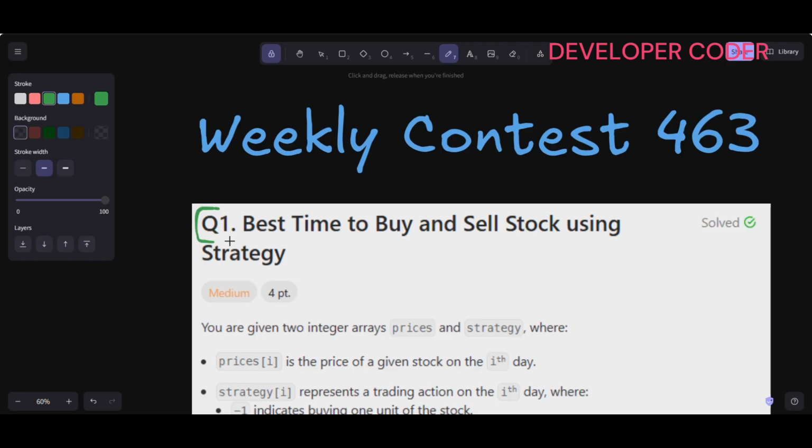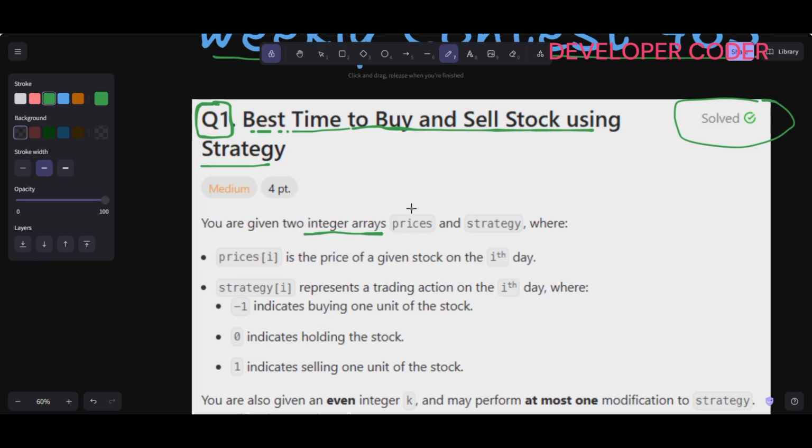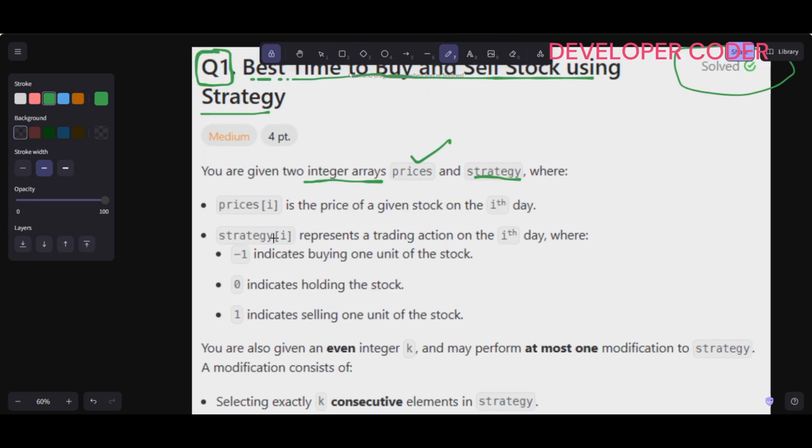So today we are going to solve question number 1 of weekly contest 463, best time to buy and sell stock using strategy. Right? So now let's read the problem statement. You are given two integer arrays, prices and strategy, where prices[i] is the price of a given stock on the ith day. Strategy[i] represents a trading action on the ith day, where -1 indicates buying 1 unit of the stock, 0 indicates holding the stock, and 1 indicates selling 1 unit of the stock.